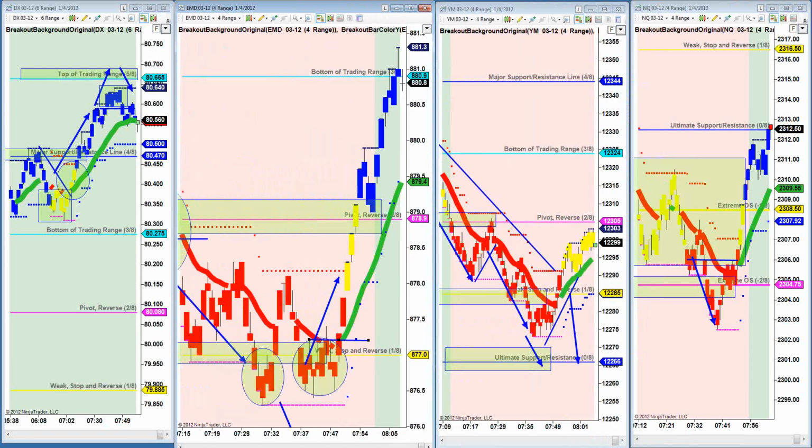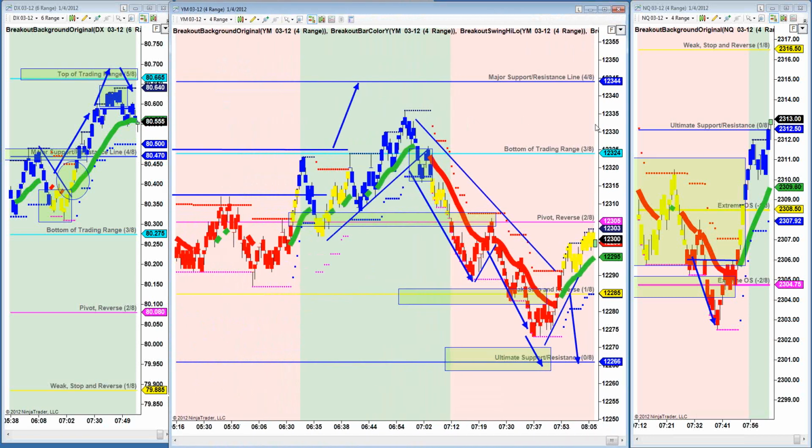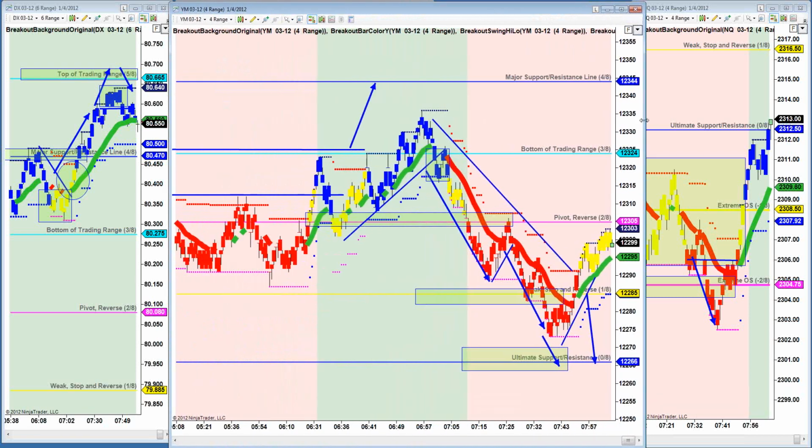Does that make sense? Had a similar move on YM. Does that make sense? So just different exiting techniques. That's all that is, different exiting techniques. Here we had divergence on YM. If you recall, YM was going the other direction at the open.